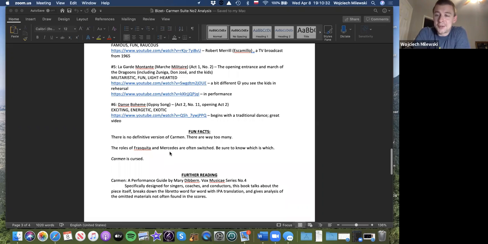And so we didn't really have a Frasquita part. Both of them had learned Mercedes, and that was just a hot mess. So the Frasquita thankfully learned the part in 2 days. Good for her. It didn't hurt that she was the wife of the conductor, so that makes it helpful.